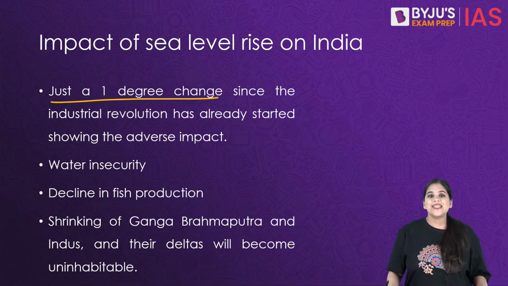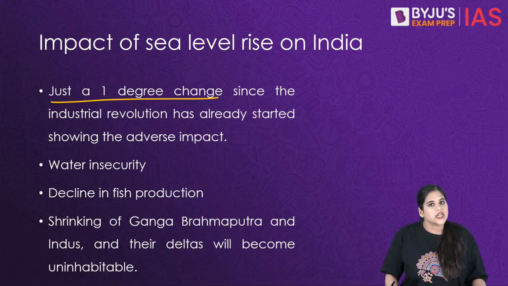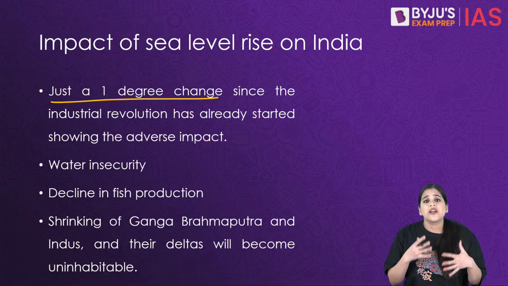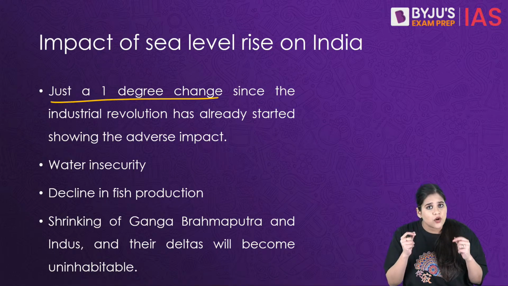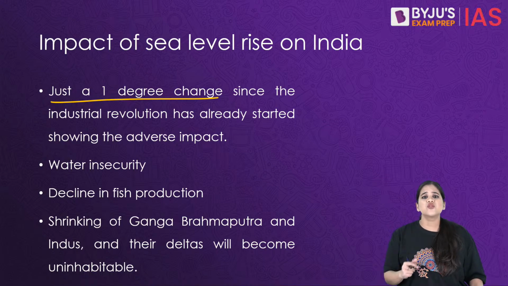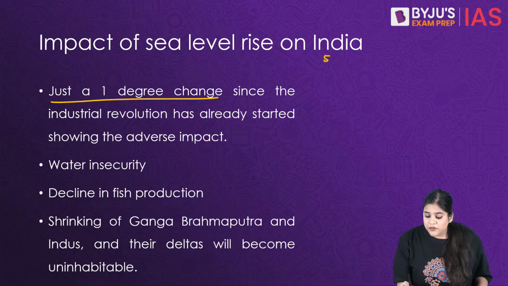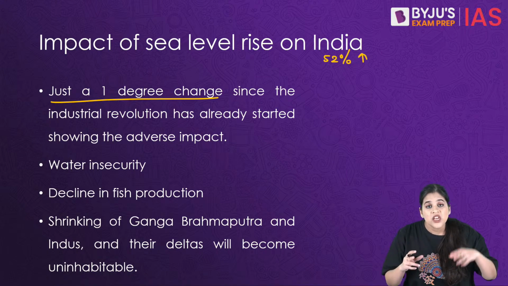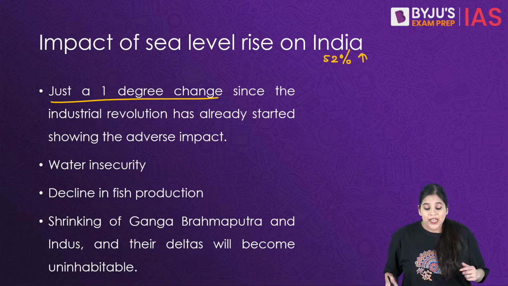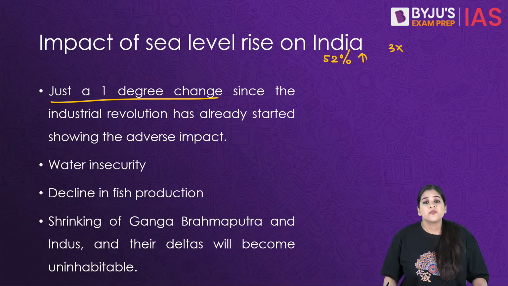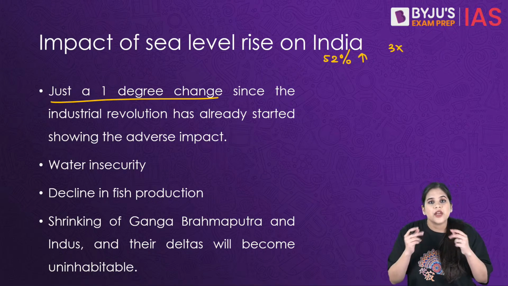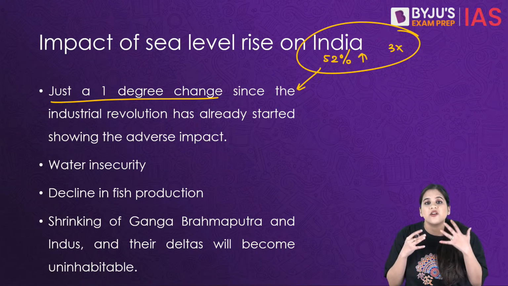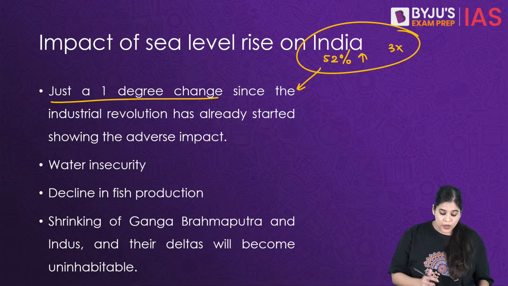So just 1 degree change has happened since the Industrial Revolution, okay? So with this 1 degree change, we have already seen so many catastrophic events that are happening. When it comes to India, there has been a 52% rise in the number of extreme cyclones on the western coastal regions. There has been a 3-fold rise in the amount of extreme rain events in the coastal regions. So you can see that India is highly affected by these activities.